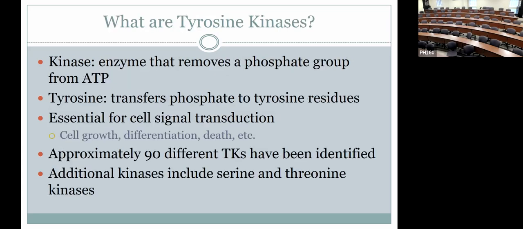So we're talking about tyrosine kinase inhibitors, but what exactly is tyrosine kinase? Well, the tyrosine kinase enzyme is a specific subset of enzymes whose function is simply to remove a phosphate group from ATP and then really just transfer that phosphate group to another molecule. More specifically, tyrosine kinases will transfer phosphate groups to tyrosine residues, which is where they get the name tyrosine kinase.